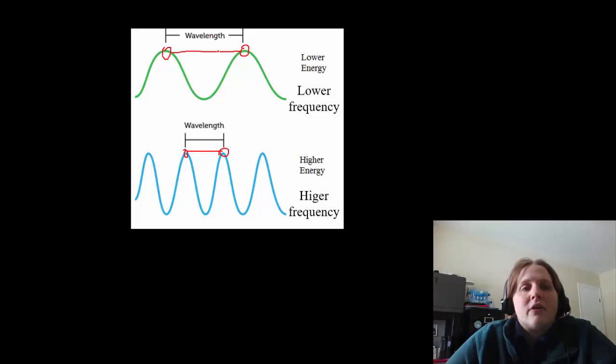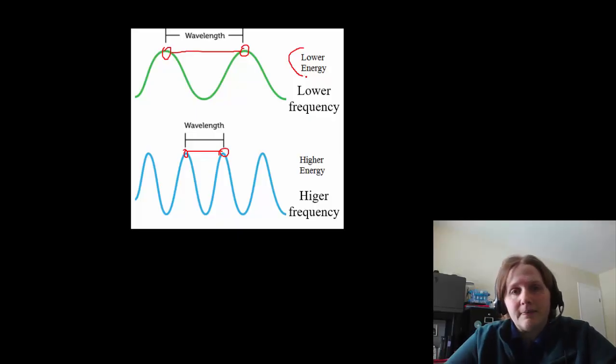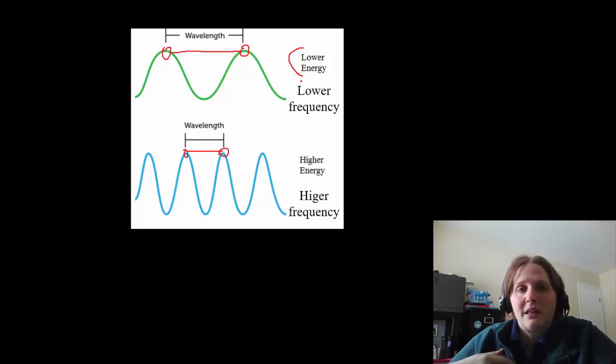When you have a longer wavelength, it means that that light is lower energy light. Lower energy. And that also means that as the light is traveling at you, you will see the peaks less frequently because there's more distance between them. So we could say that that light is also lower frequency.